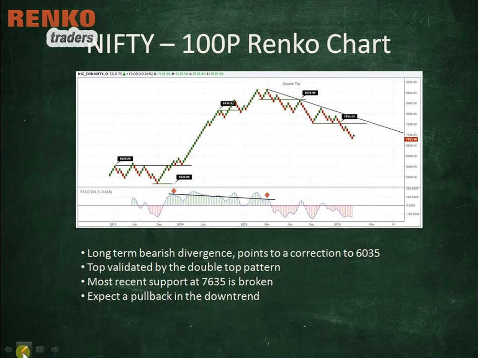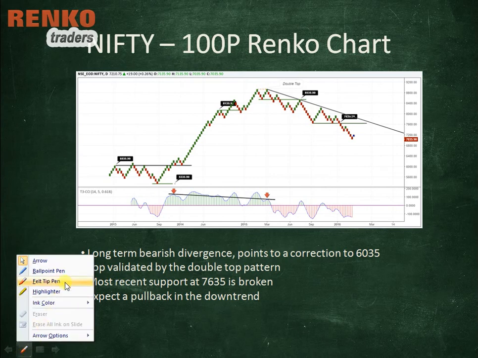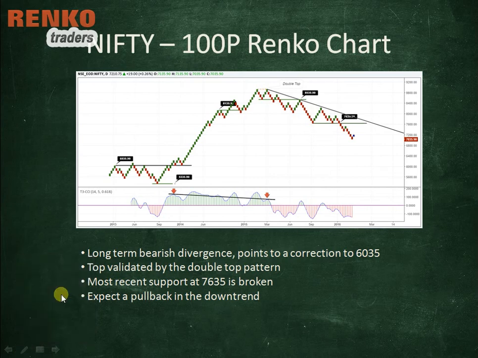So this is the 100 point Renko chart for the NIFTY. This would be the starting point, and it would also mark the main time frame of interest. The key things of interest here is that we notice a long-term bearish divergence being formed, which points to a correction to 60.35.